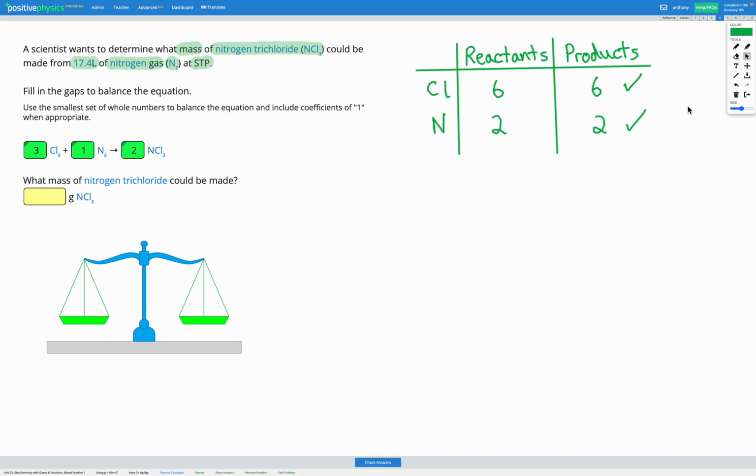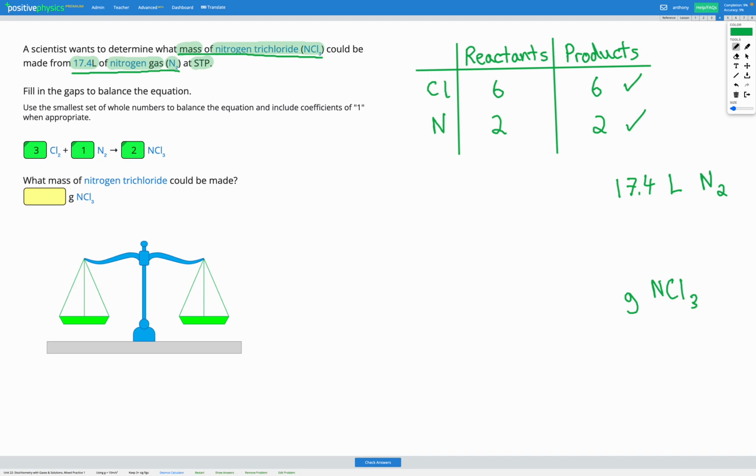Now let's think about our question and what we're looking for. So we are told that we start with 17.4 litres of nitrogen gas, N2. So that's my starting point. I've got 17.4 litres of nitrogen gas. We're asked to find what mass of nitrogen trichloride, NCl3, could be made. So our goal is finding the mass, the grams that is, of NCl3.